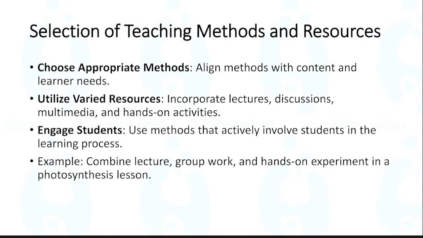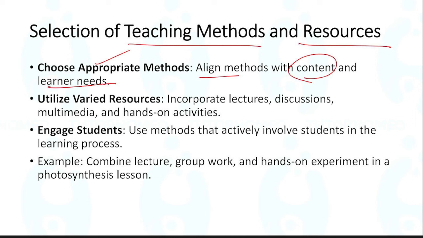Next, moving on to the selection of teaching method. Now we know about the learner, we know about the content, we know about the objectives. Now what can the teacher do? They can select the teaching method, they can select the resources, okay? They can select the resources and the teaching methods on the basis of this content and learner analysis. The teacher selects these appropriate teaching methods. Remember, it should be appropriate, obviously, based on the objective, okay? It should align with the content and the learner needs and the objectives, right?